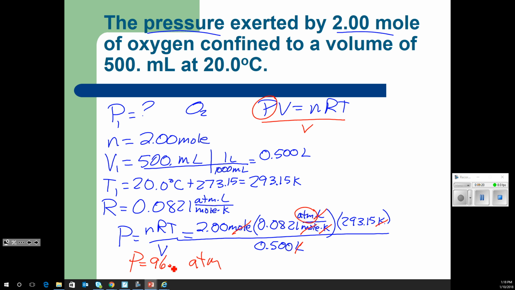Do you have a second on that one? All right. We actually would probably put 96.3, and that would be atmospheres. All right, so once we get it done, all we have to do is plug it in, right? And get what we need. Okay, let's go to the next one.